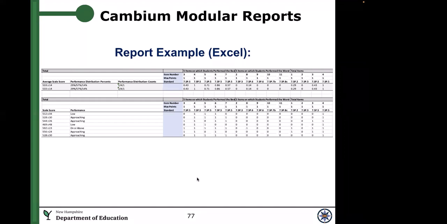I always download to Excel, and I start to do some additional formulas to be able to figure out how students are doing on a particular standard. I usually take these 5 items best and worst, and I just work with the total items, but it's really your own preference. A lot of people just work right in that reporting portal.